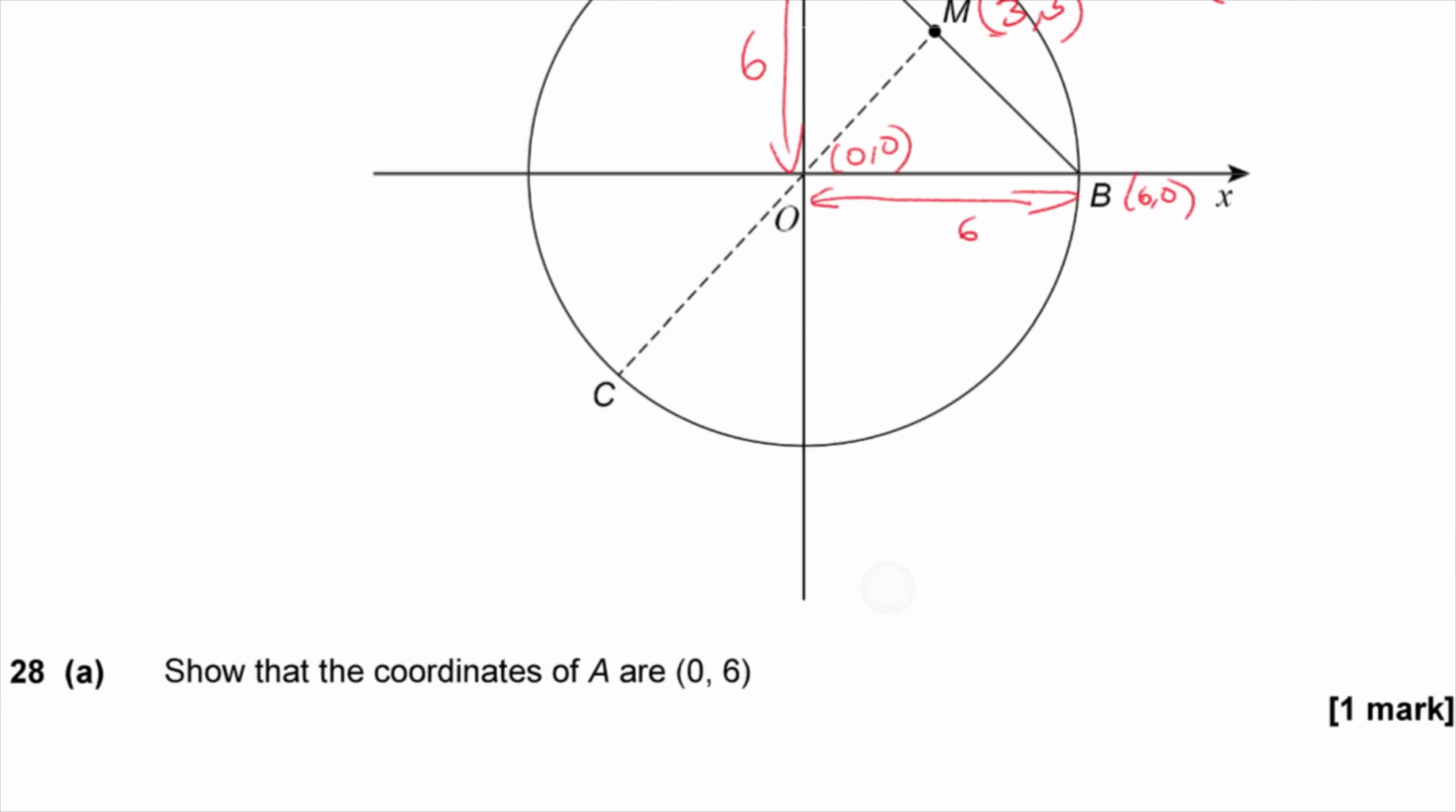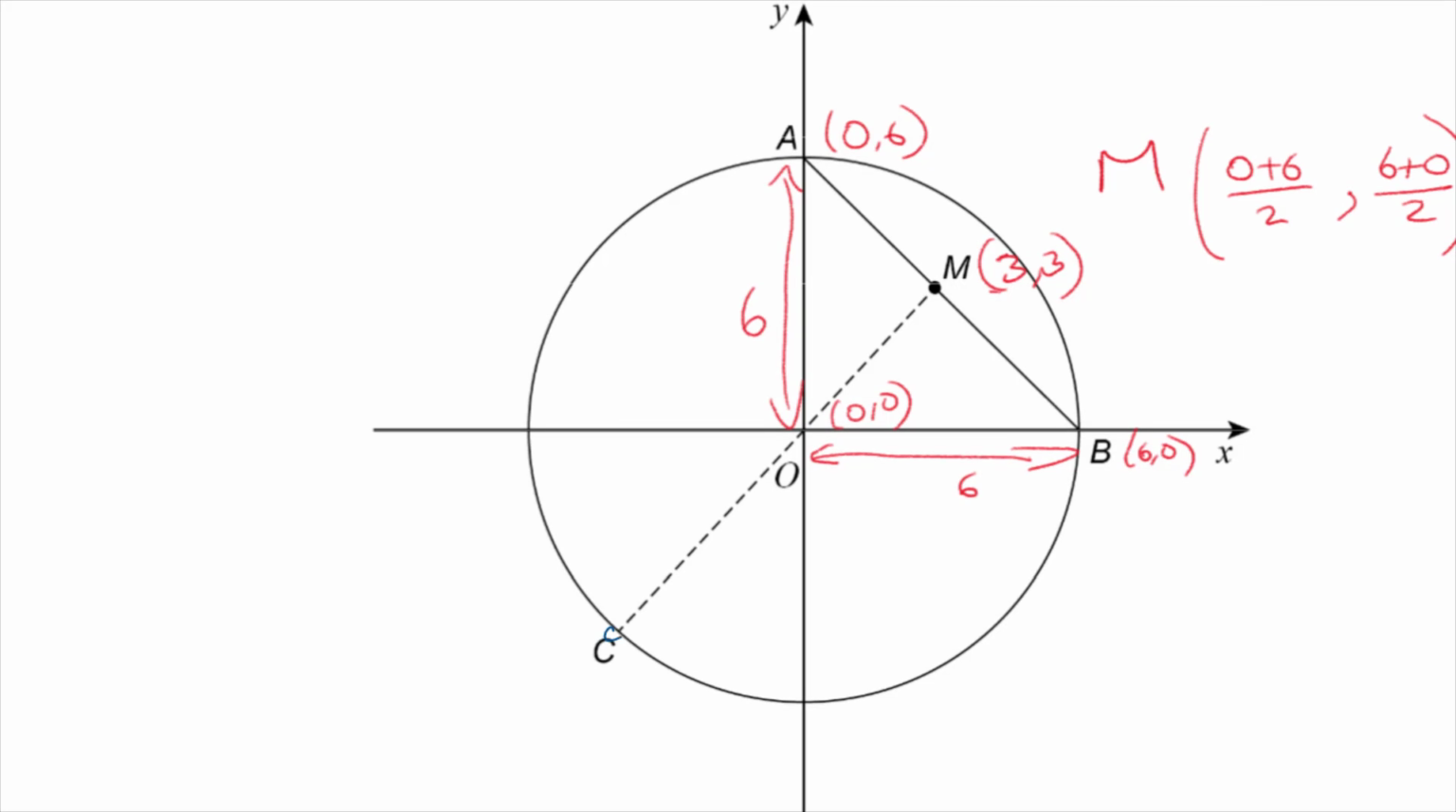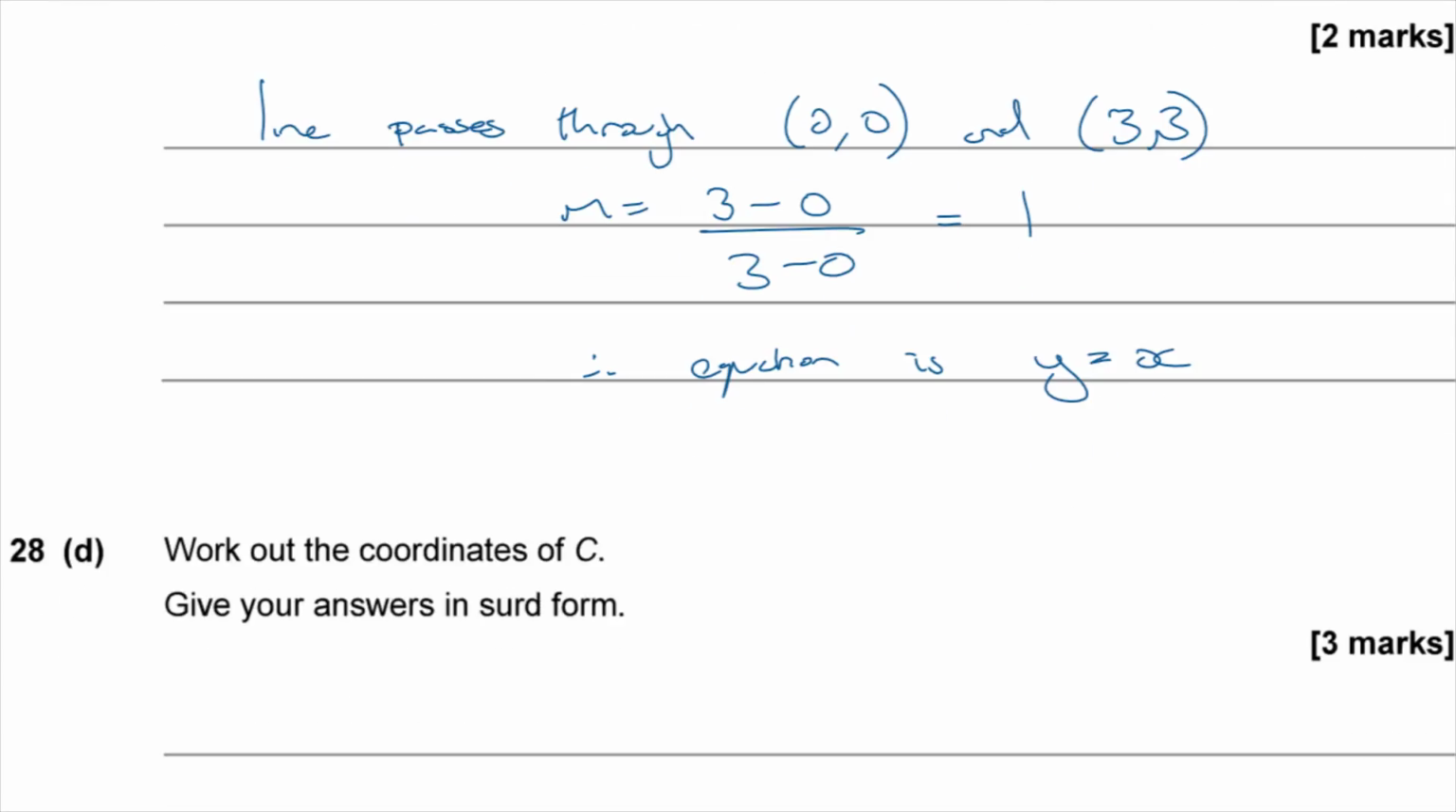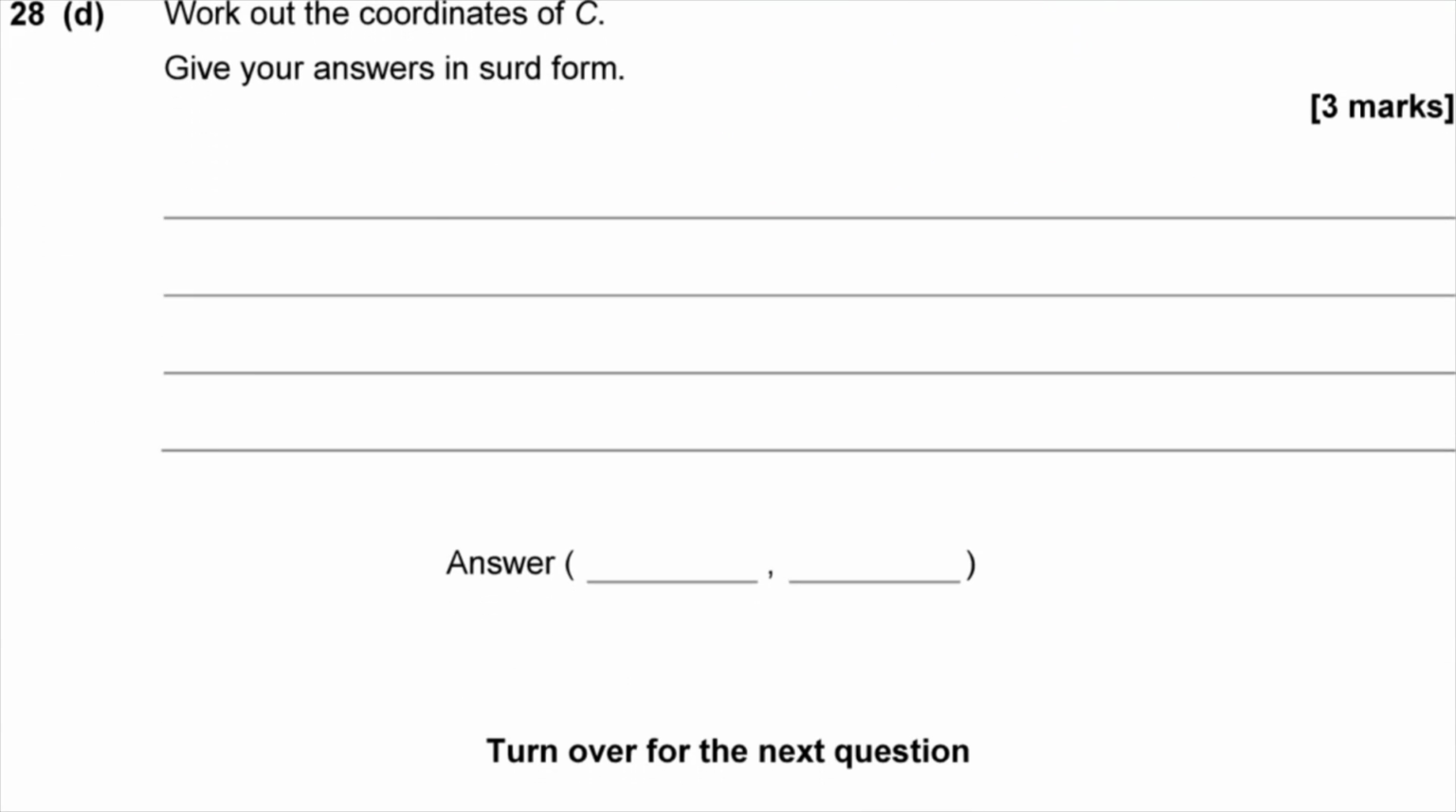Okay, where's C? C is down there. So it lies on the circle and it lies on the straight line. So we can find it by solving those two simultaneously. We know that y equals x, and we also know that x squared plus y squared equals 36. So there are two equations, 1 and 2. We're going to solve these simultaneously.